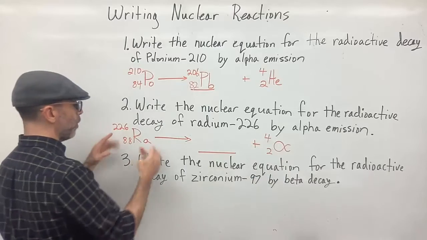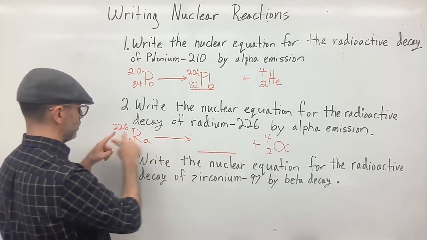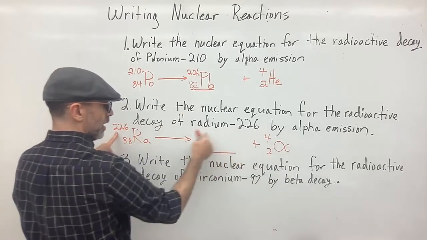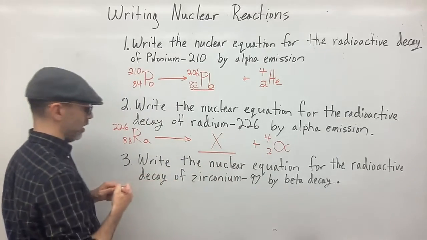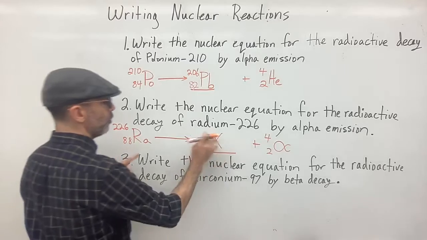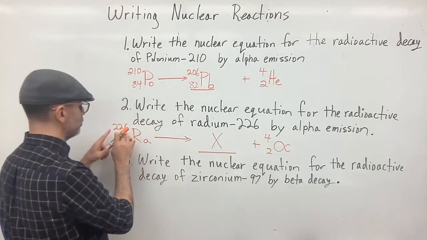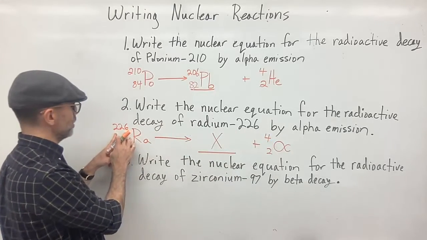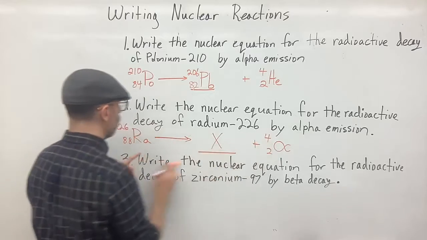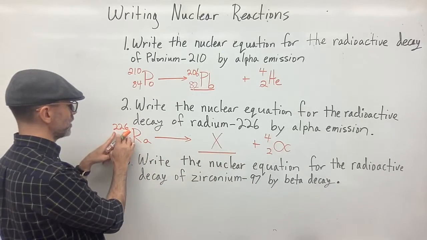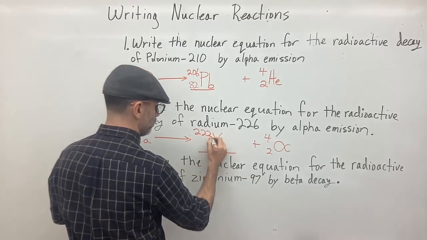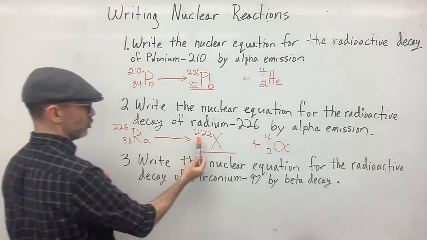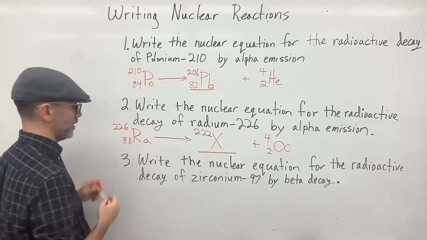And again, both sides have to balance. So the top numbers have to balance. So I'm going to put X right now. Both of these numbers here must add up to 226. So what plus 4 gives you 226? That's going to be 222. So 222 plus 4 gives you 226.